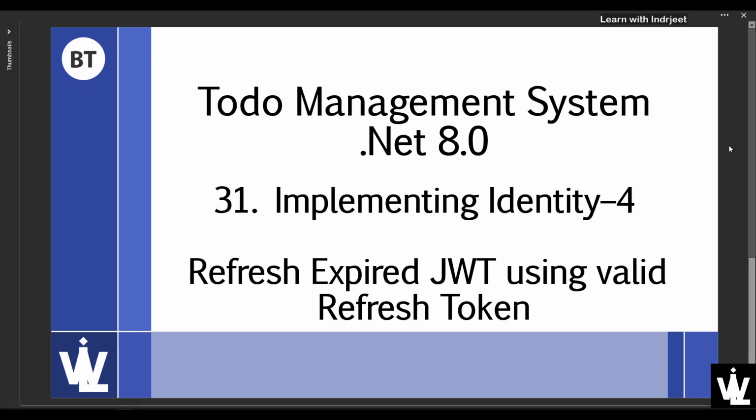In this video, which is part 4 of implementing identity, we are going to implement logic to get a new JWT token once it expires using a valid refresh token. Along with that, we'll put in data annotations on the register DTO and the login DTO so that we can use them in future to create register and login pages into the front-end application. So it is going to be very informative and exciting.